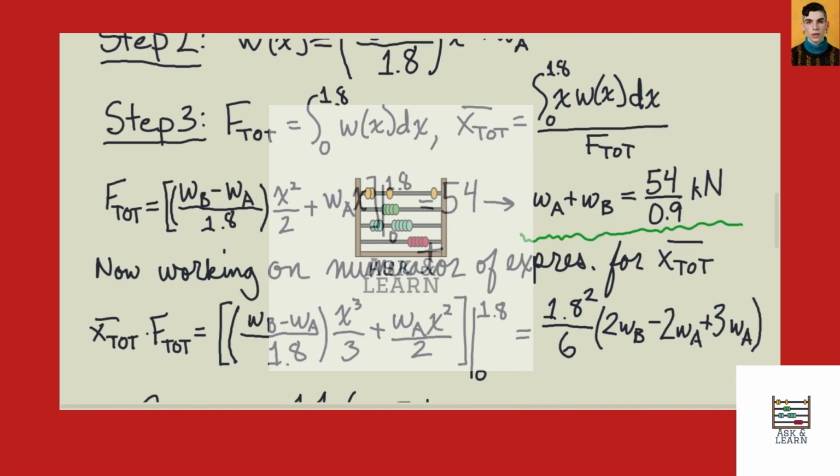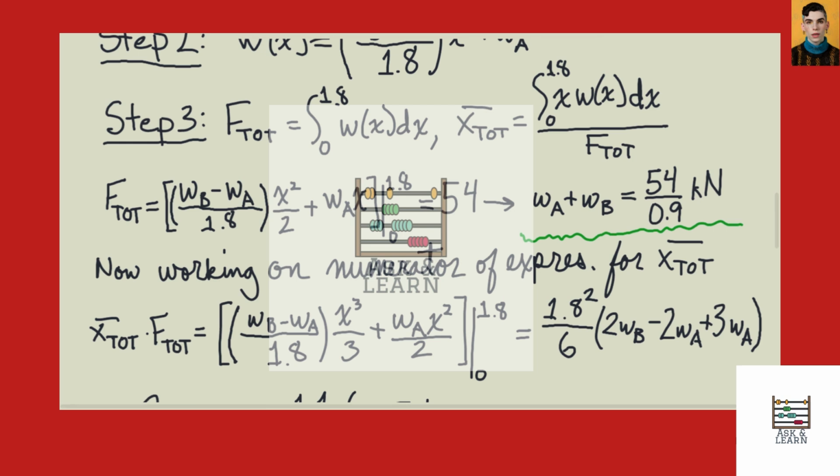In step 3, we're now going to derive equations for the total load and the centroid on the beam using the function we just derived, the linear function of the force density pointing upward along the span of the beam. To find the total force, we take that function, multiply it by an infinitesimal dx, and integrate over the span of the beam.